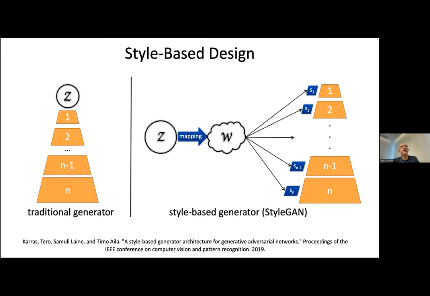Then vectors from this intermediate latent space are further mapped using affine transformations into a set of style vectors, one style vector for each convolution layer. And these style vectors' role is to modify the statistics of the activations inside each layer. These different statistics are actually responsible for all the different images that the generator is able to generate. So what's extremely cool about StyleGAN is that this intermediate latent space, W, actually has a lot of rich semantic structure.